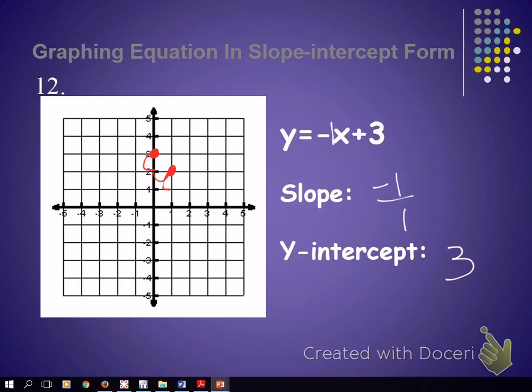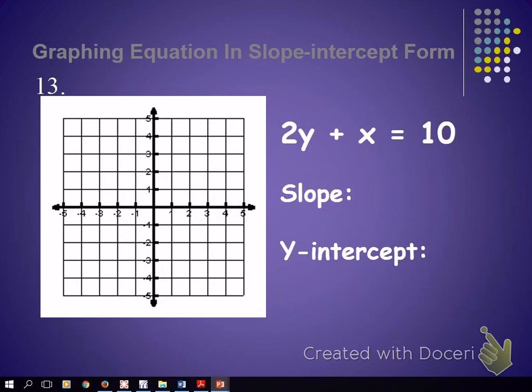I can do it again, down 1, right 1, or I can go back up to my y-intercept and understand that -1 over 1 is the same thing as 1 over -1. So from here, I apply a vertical change of +1 and a horizontal change of -1, and that becomes another point on the graph, and so we just graph there. Okay? Hopefully it's what you got.